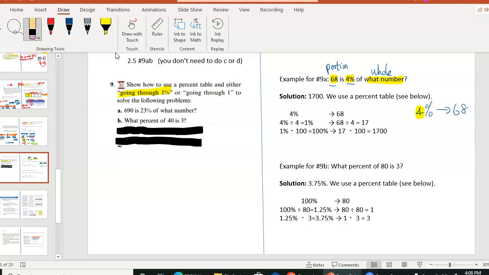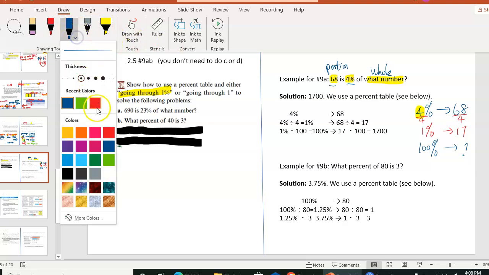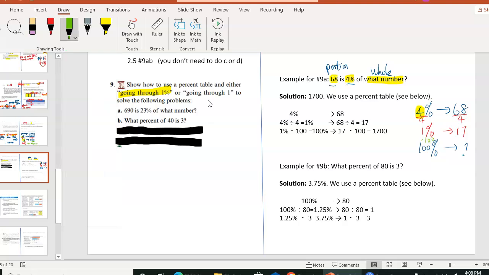So instead of trying to get 100% directly from 4%, we are going to first turn 4% to 1%. Again, if you want to change a number to 1, you always divide by itself. So divide by 4, divide by 4. So that gives us 17 here. So that's what I did in the second step. And now, how do you turn 1 to 100? Multiply by 100. So we're going to multiply by 100 here and 100 here. That's how we got 1700.